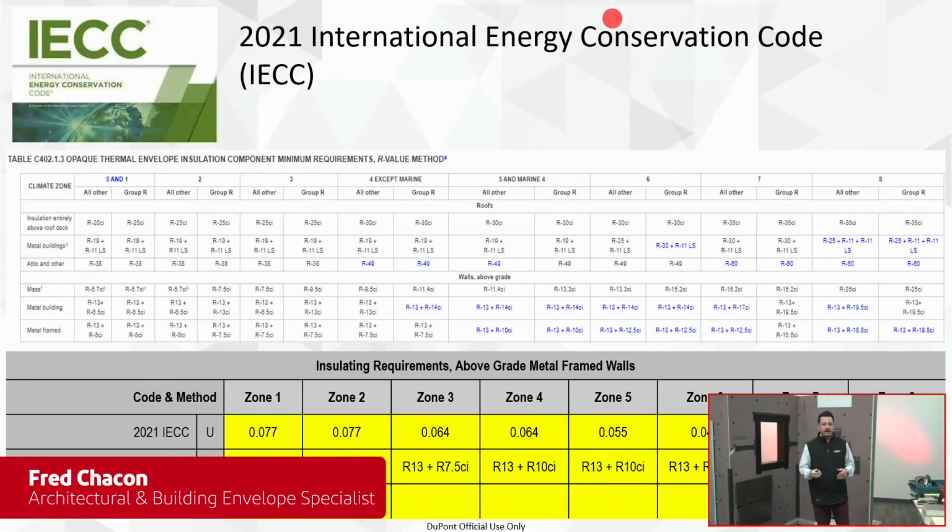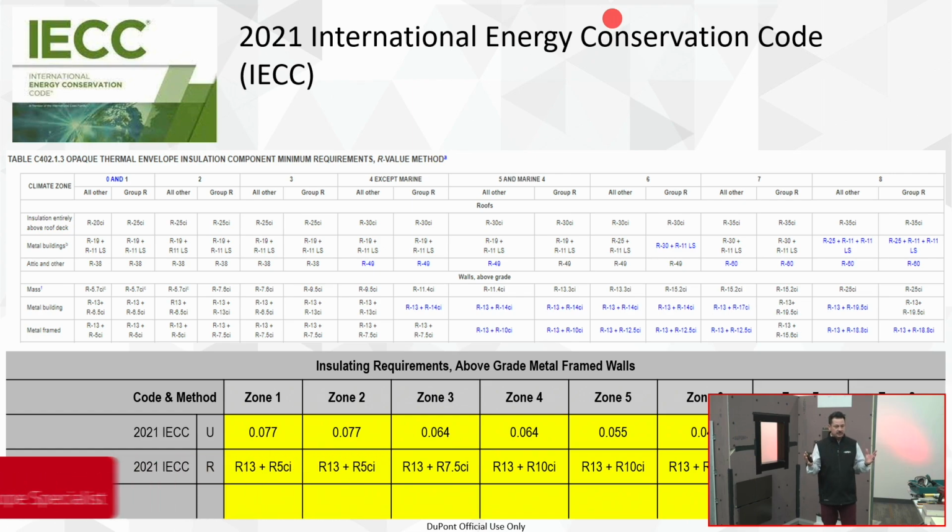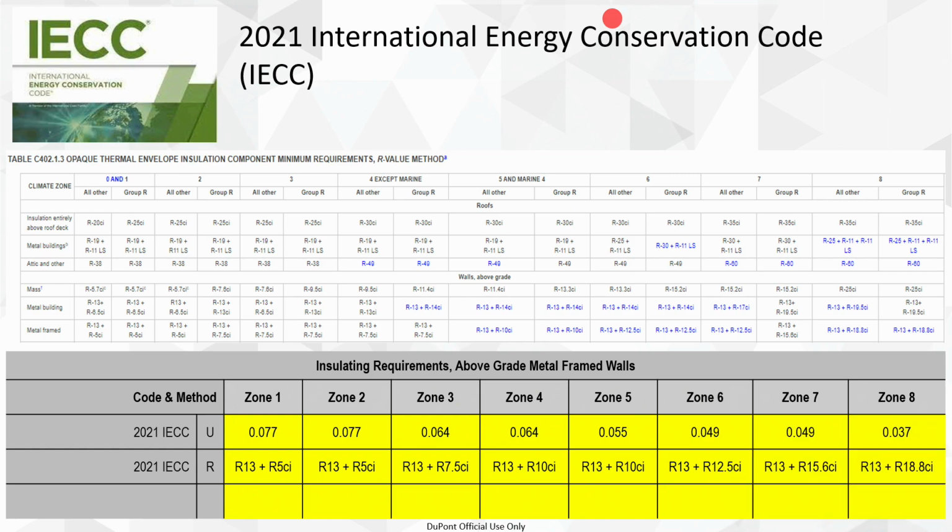Okay, what does the code require? For some of you, this is a new chart. For some of you, this is old hat. Basically, this is what I look at. It tells me when you're in a climate zone 1 through 8 here in the US, or in California, a little bit different with Title 24, but let's take, for example, Zone 5, compliance prescriptively.